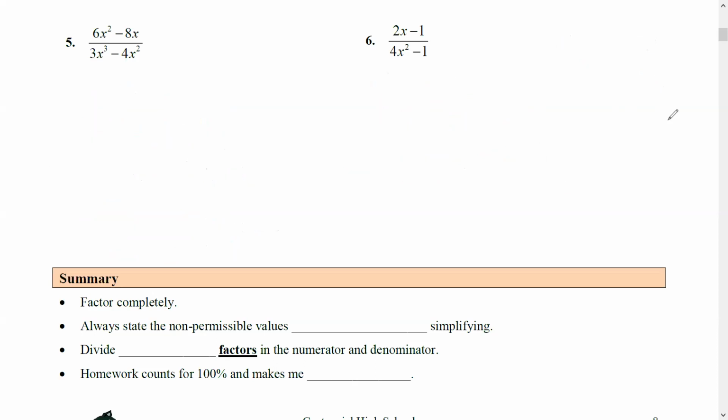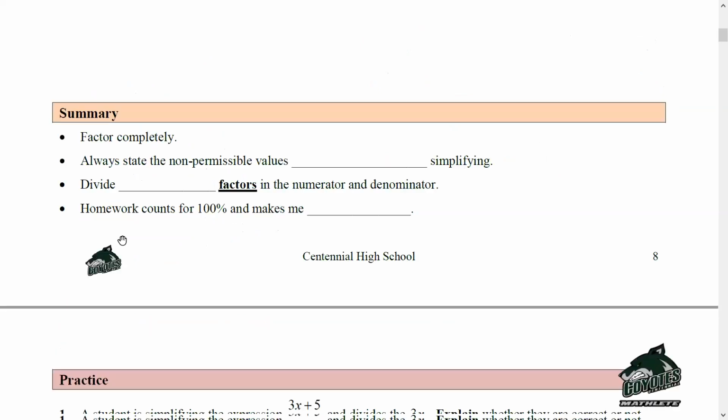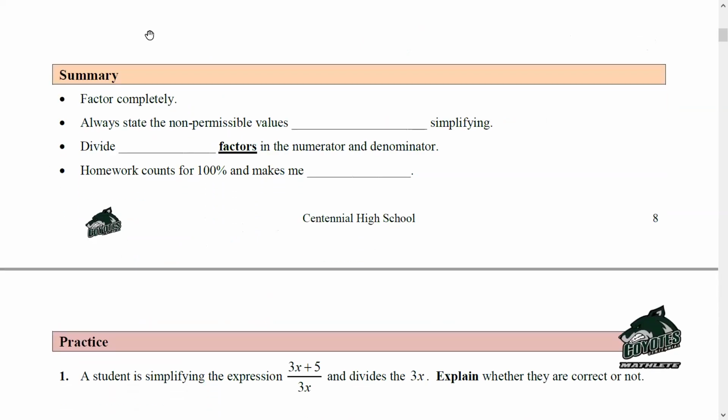So the moral of today's story is factor, factor, factor. You must factor if you can. Always state the non-permissible values before simplifying. So before I start dividing stuff out, factor first, then divide out common factors, only factors in the numerator and denominator. And homework counts for 100% and makes me SMRT smart. Okay, my friends, a short lesson. So just practicing a little bit of factoring, a little bit of non-permissible values and putting it all together.